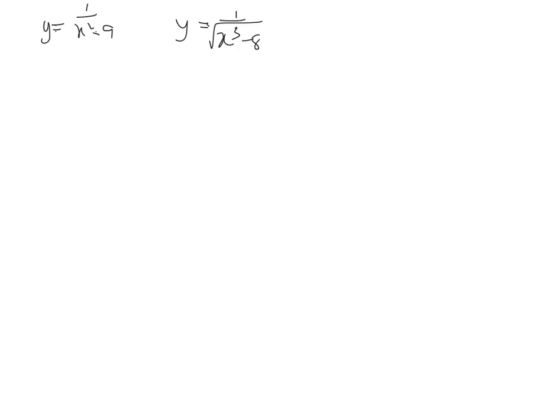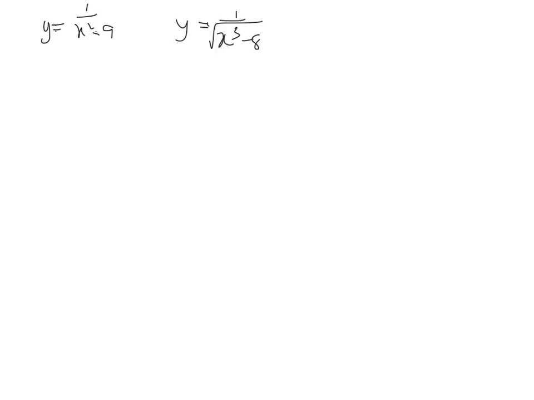Now, if we're asked to find the maximal or the implied domain of a function, what we want to do is make sure that the denominator doesn't equal 0, because we know we can't divide by 0, or the square root. If we're dealing with the square root, then that can't become less than 0, because we can't take the square root of a negative number.